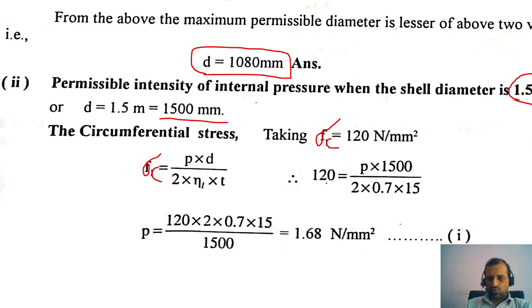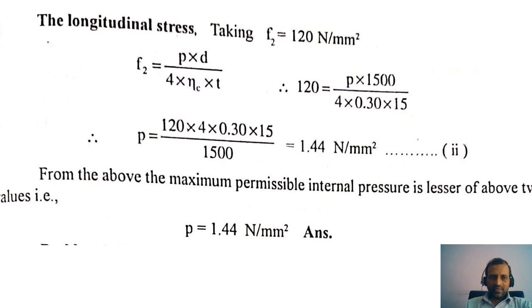So substitute 120 is equal to P into 1500 divided by 2 into 0.7 into 15. Now bring P on the left hand side and all the values on the right hand side. So the answer will be 1.68 Newton per mm square, right? So in the second case, again consider longitudinal stress, now taking sigma L.